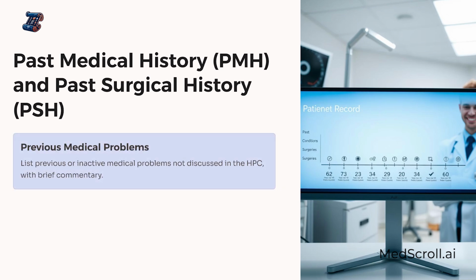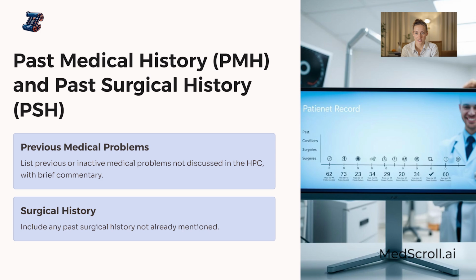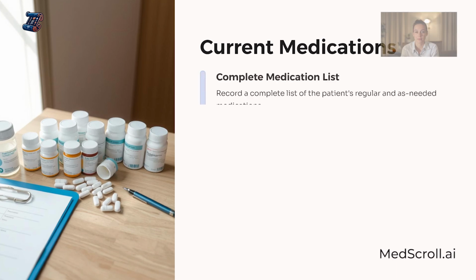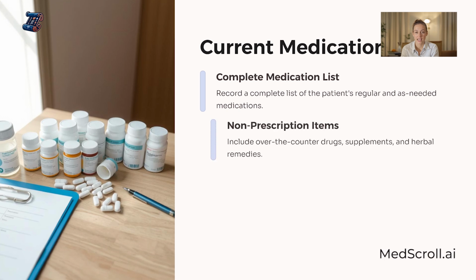After the ROS, move on to the past medical history, PMH. This is where you list any previous or inactive medical problems that weren't discussed in the HPC, providing brief commentary as needed. Similarly, the past surgical history, PSH, should include any surgical interventions that haven't already been mentioned. The next section is current medications. In this part, you document a complete list of the patient's regular and as-needed medications, including over-the-counter drugs, supplements, and herbal remedies. It's important to note any issues with adherence.